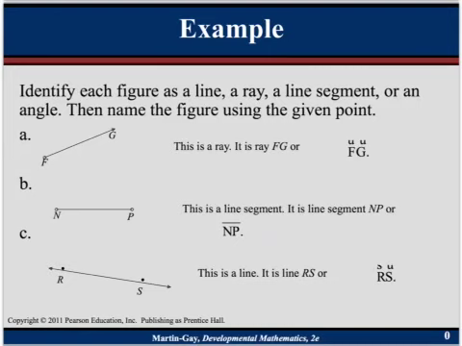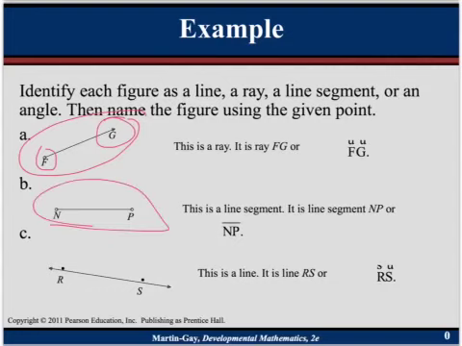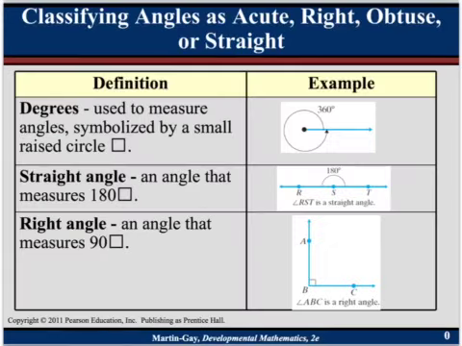So it's asking you, what is this? This is a ray because it has one point and then it extends on forever in one direction. This is a line segment because it has two specific points. And then this is a line because it extends in both directions forever.